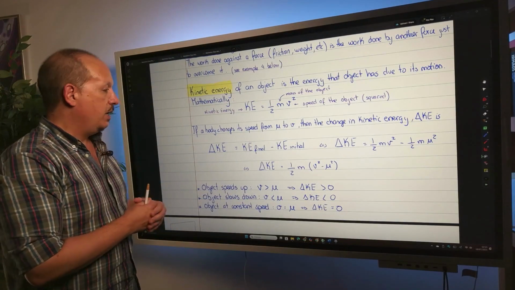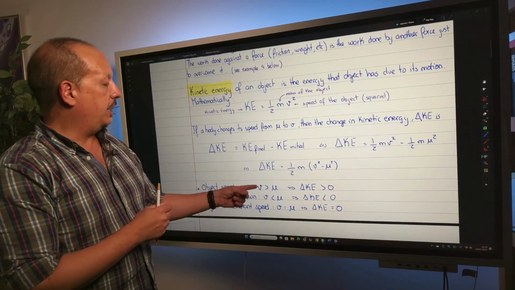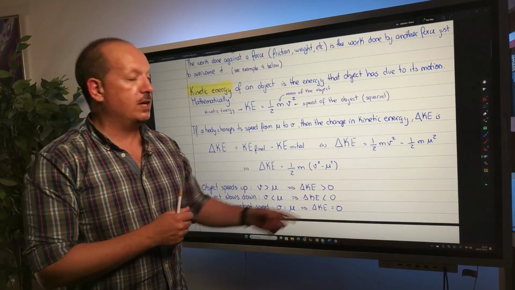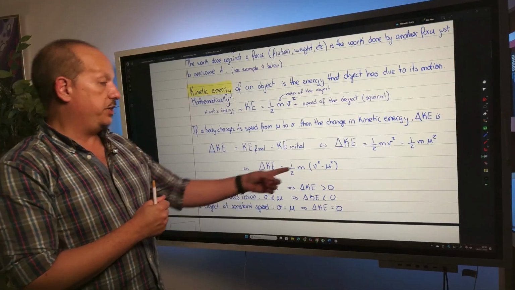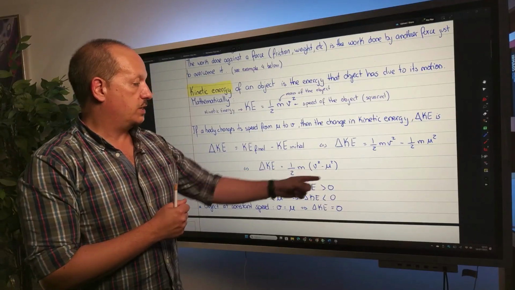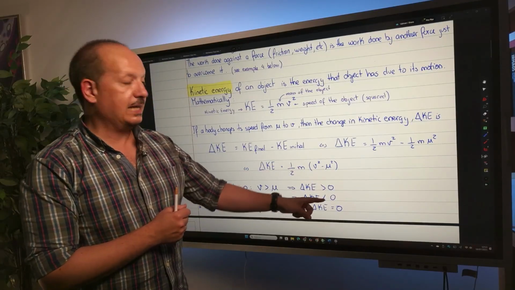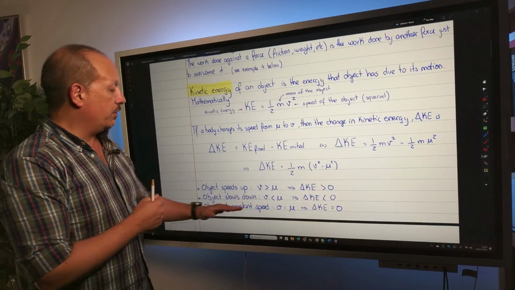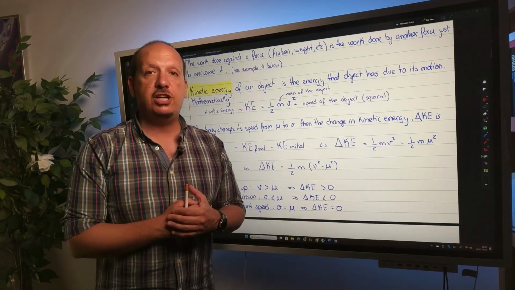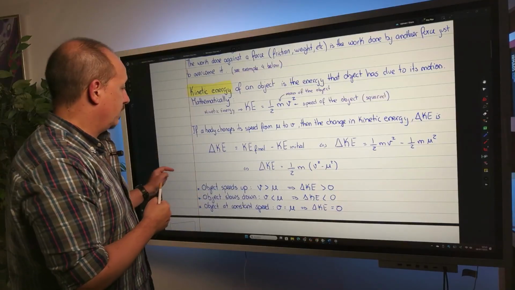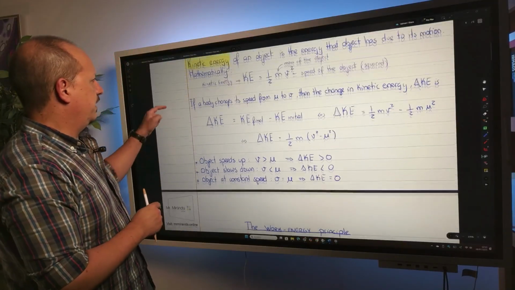If the object speeds up, then v is bigger than u, and you have a positive change in kinetic energy. If the object slows down, then v is smaller than u, so this is going to be negative. You have a negative change in kinetic energy. If you have a constant speed, then v equals u, and you'll have no change in kinetic energy. Okay? This is, I think, trivial.